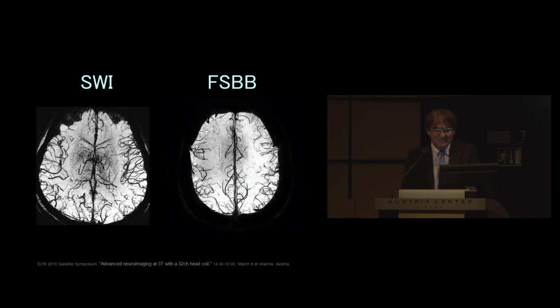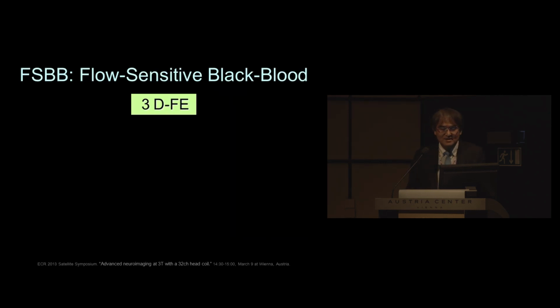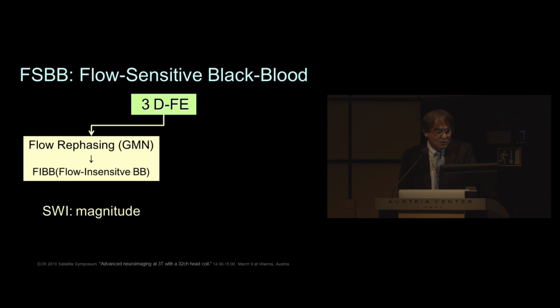Okay, FSBB stands for flow-sensitive black blood imaging, which is quite comparable to SWI, actually. And the acquisition is conducted using 3D field echo, or 3D gradient echo. So in the case of the acquisition, if the flow rephasing or gradient moment nulling is applied, then the images become flow insensitive. So FIBB, flow insensitive black blood imaging can be acquired. The reconstructed image is SWI, which is just magnitude, not phase modified.